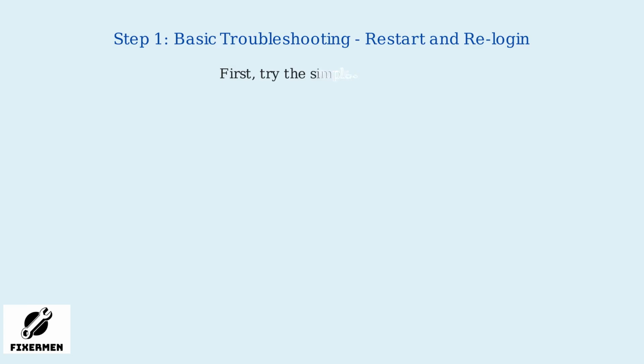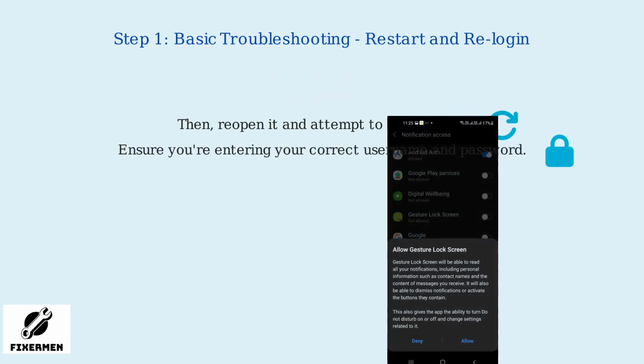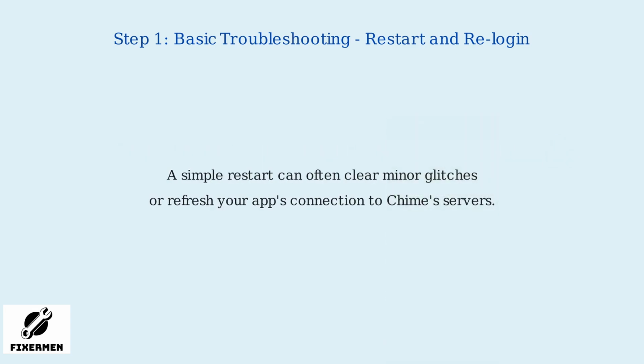First, try the simplest solution. Close the Chime app completely, then reopen it and attempt to log in again. Ensure you're entering your correct username and password. A simple restart can often clear minor glitches or refresh your app's connection to Chime's servers. This resolves about 20% of cases, so it's worth a try before digging deeper.